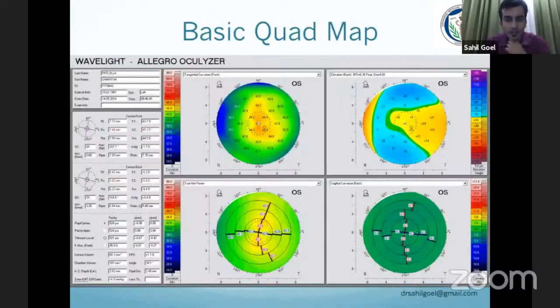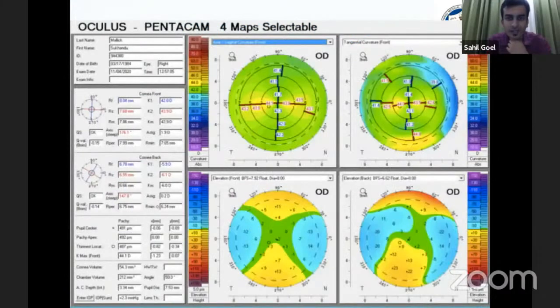So this is how a basic quad map looks, and these are the numbers given. Depending on what color coding you are using, which is customizable, the color maps might look different, and machine to machine the color coding might vary. But what you essentially need to look at is the basic numbers and the pattern. As I said in the previous slide, you need to look at the central keratometry and inferior superior asymmetry. Ectasia basically manifests in corneal curvature as an asymmetry. It can be inferior superior asymmetry, right eye left eye asymmetry, or any asymmetry which can be an initial manifestation of ectasia. Yes, posterior maps are also important, but let's first start with the front maps.